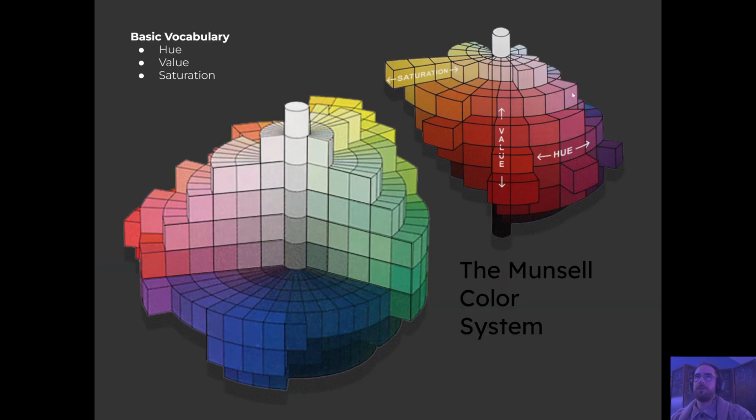Basic vocabulary of the Munsell color system. Not too shabby here, not too hard to get into. So saturation, obviously, things becoming more rich, more vibrant to some extent. One could say vibrant. I would say more chromatic, right? So chromatic meaning richness of the color.